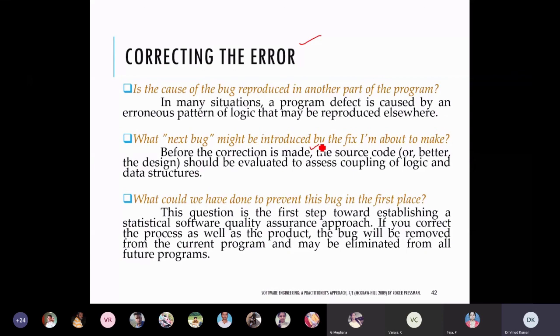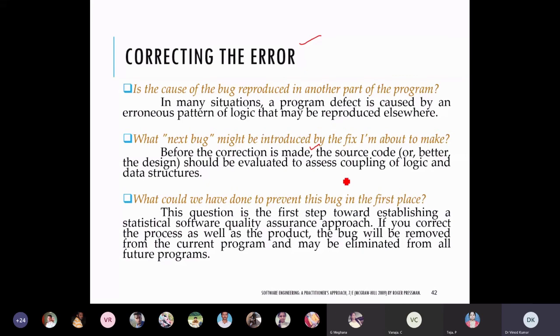So in the software scenario also, with big programs that you are preparing, you evaluate the logic, how you will couple, that means integrate those things, and the data structure, whether the effect will be in some other part of the program. So analyze before going to fix the problem.